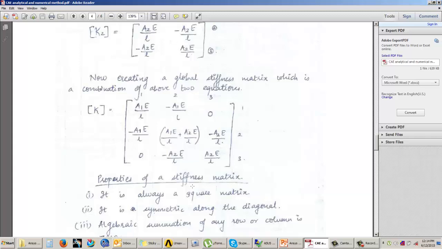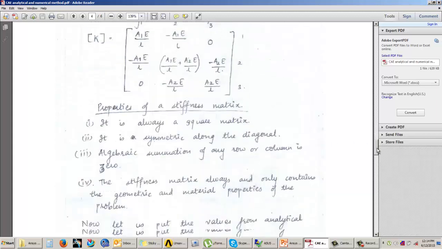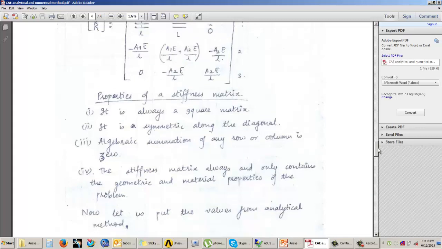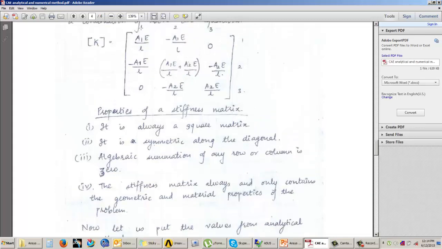Now let us see what the properties of a stiffness matrix are. K stands for the stiffness matrix, and every stiffness matrix has some properties. It will always be a square matrix, which means the number of rows and the number of columns will be equal. It is always a symmetric matrix along the diagonal. If I take this as the diagonal, you will see that it is symmetric above and below the diagonal. The algebraic summation of any row or any column is 0. If you add up any row or any column, the answer you will get is 0. You can check the same for yourselves.